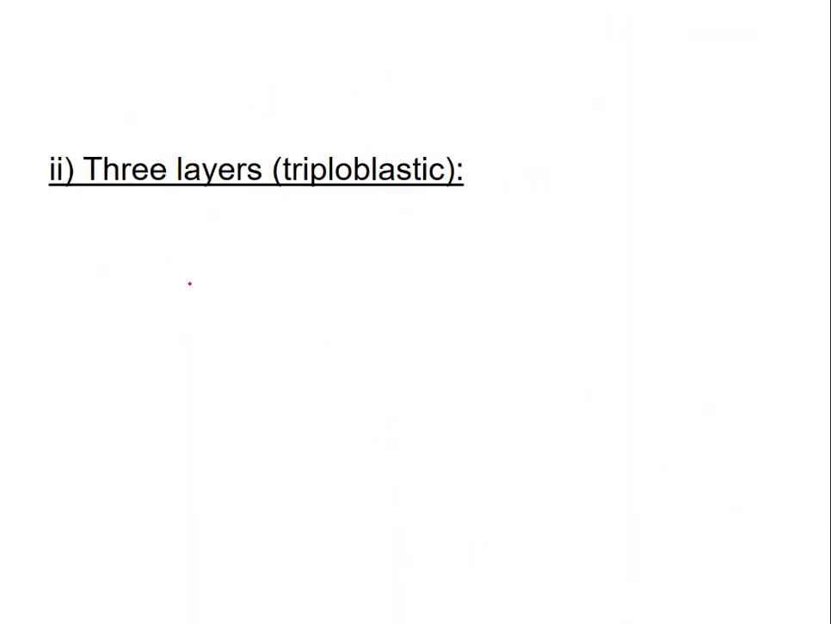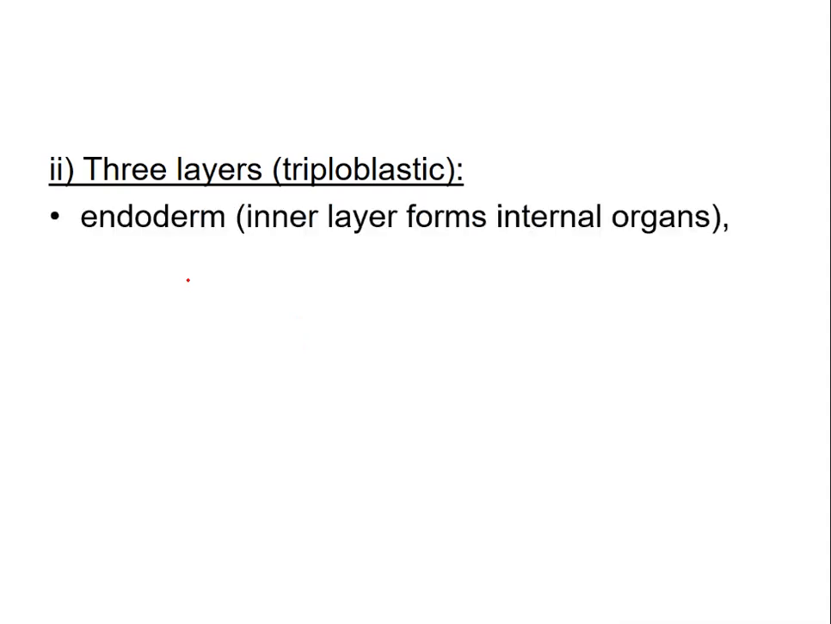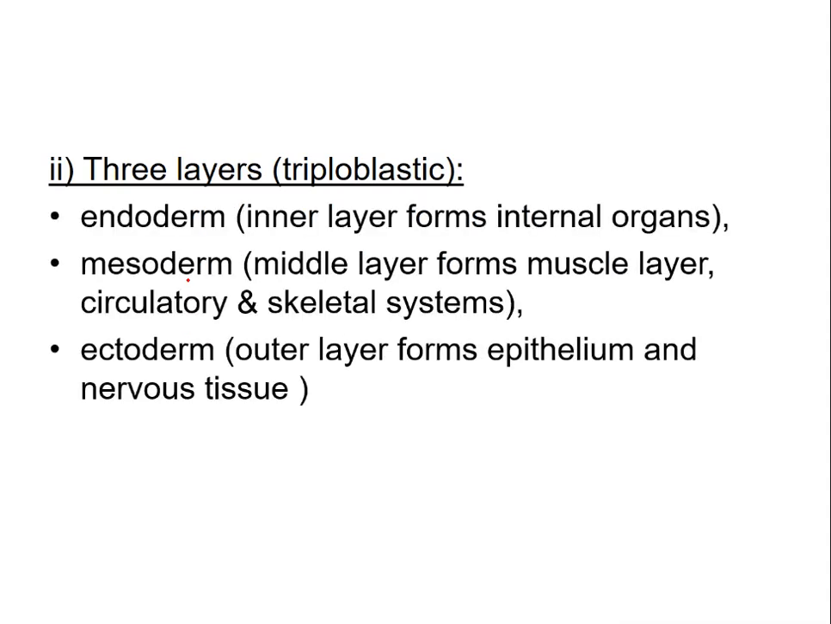Some animals have three layers of tissue known as triploblastic. They are endoderm, the inner layer that later on will develop into internal organs, the middle layer that we call mesoderm that will develop into muscle, circulatory system, and also skeletal system or bone, and the ectoderm layer, which is the outer layer that will form epithelium and also nervous tissue. The detail we will learn in chapter 9.